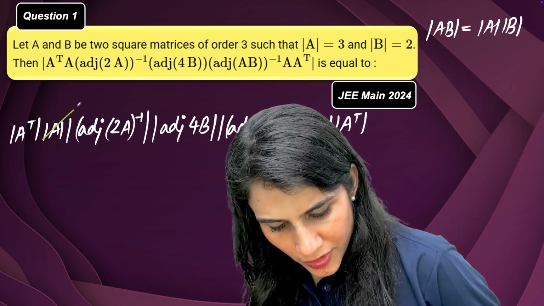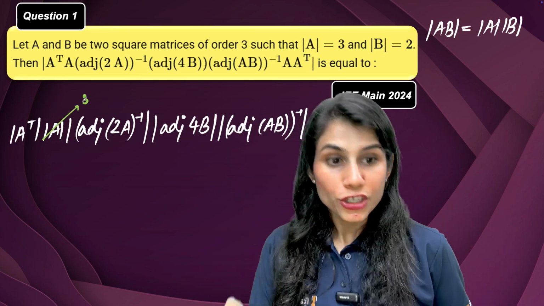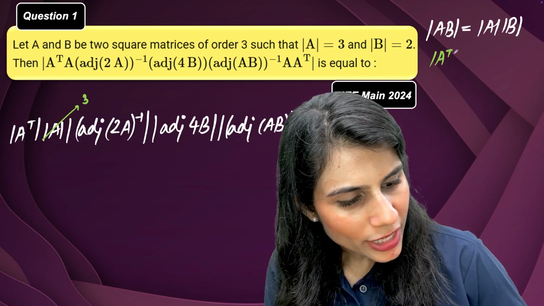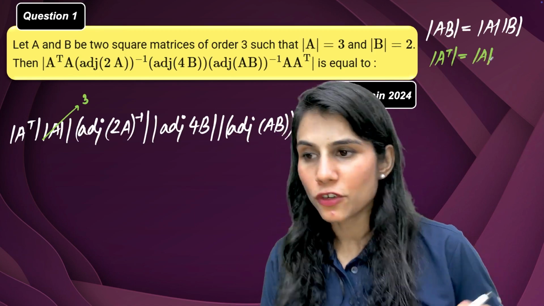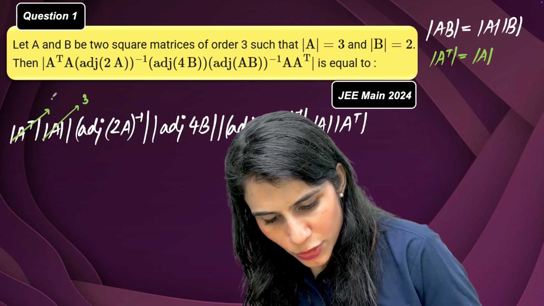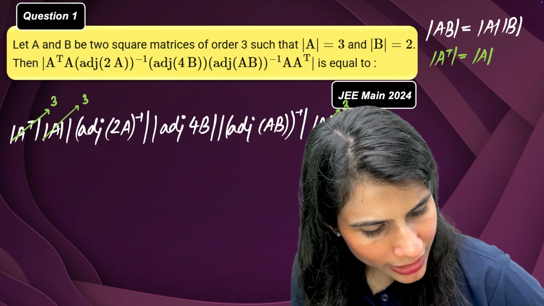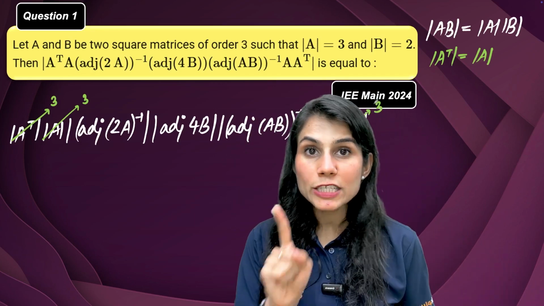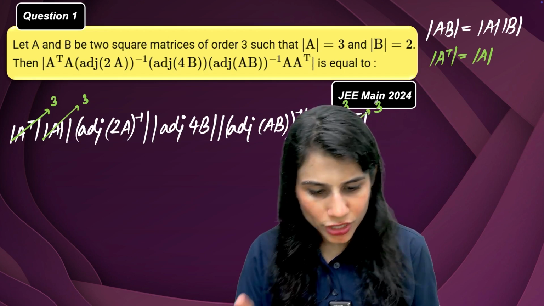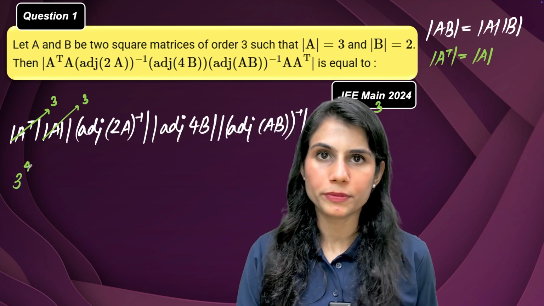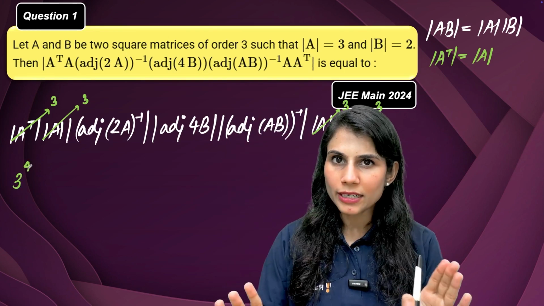Now, determinant of A is already given to you as 3. You know determinant of A transpose is same as determinant of A. Yes or no? You know this? So this is also 3. This is also 3. So eventually these 4 quantities are smashed. The answer is 3 to the power 4. So 3 to the power 4 I hope is understood.